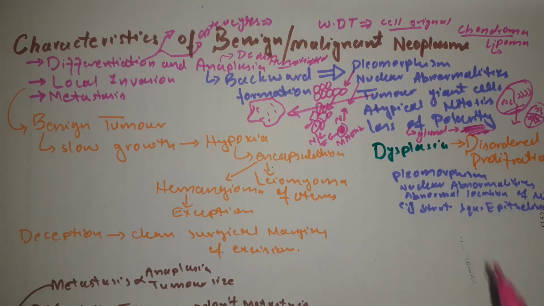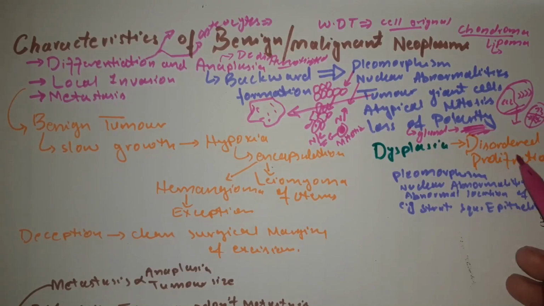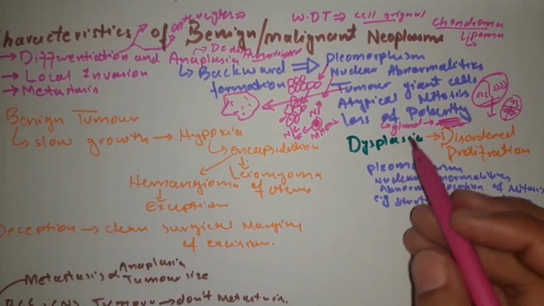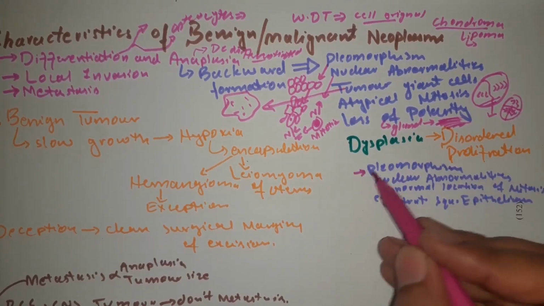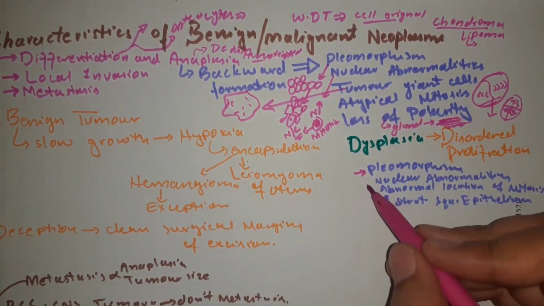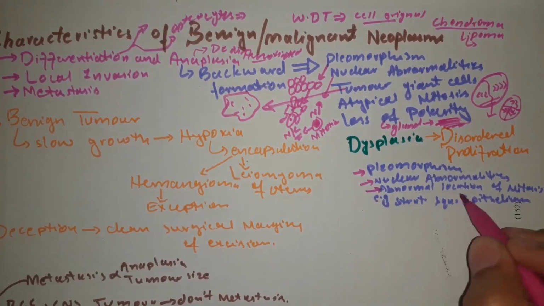Next, we move on towards dysplasia. What is dysplasia? Dysplasia is basically disordered proliferation of the cells. It means that the normal proliferative pattern or the growth pattern of the cell is damaged, and this dysplastic cell or dysplastic tissue also shows pleomorphism, which is different size and shape of the cells, and abnormal nucleus, increased nuclear to cytoplasm ratio, and abnormal location of mitosis.